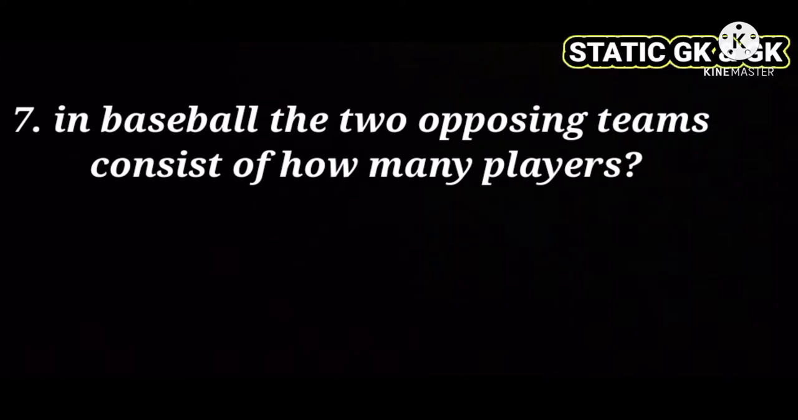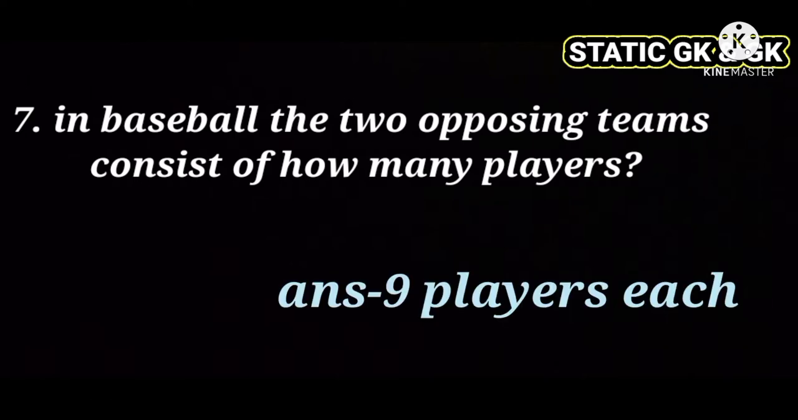Next, in baseball, the two opposing teams consist of how many players? Answer, 9 players each.